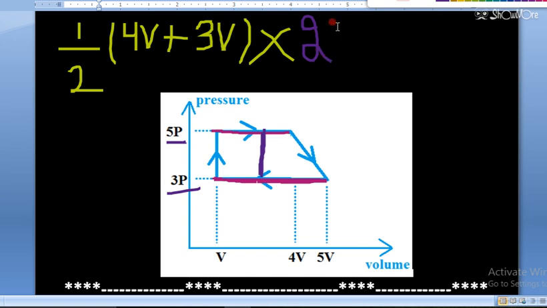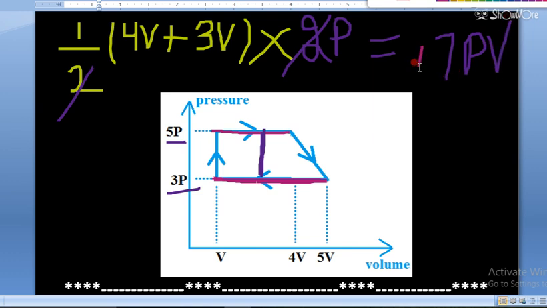So 2p is the perpendicular distance between two parallel sides. So 2 and 2 will cancel out. So finally work done is equal to 7 PV, and this is a cyclic process and a clockwise cycle is there, so that means work done is positive. So positive work done will be there, 7 PV. This is the answer. This is one way to find the answer using the trapezium method.